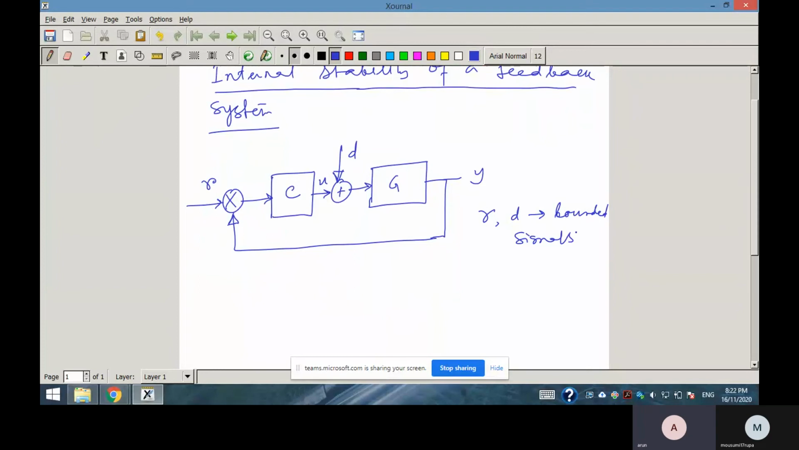Now you can see the condition: all the internal signals are stable. What are the internal signals? The error, suppose the tracking error, may be an internal signal, but the tracking error will be stable if Y is stable, because R is a bounded signal. Similarly, the control effort, the input to the plant, is stable if U is stable, because D is a bounded signal.